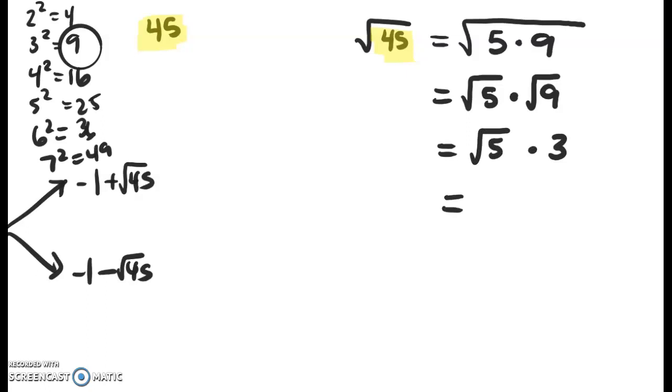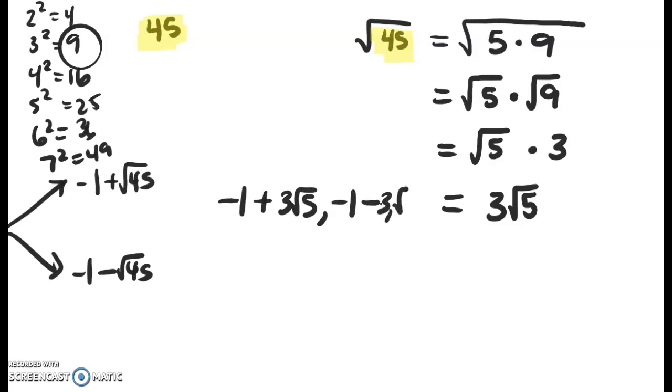I'm going to write it in reverse, 3 square root of 5, because if you write it too quickly, it may look like the 3 is underneath. Typically you're going to see the whole number, or the integer, written in front, and then the square root number. So they're multiplied together. So the answer here is -1 plus 3 square root 5, and -1 minus 3 square root 5. Oops, I didn't put another comma. And so that's my answer.